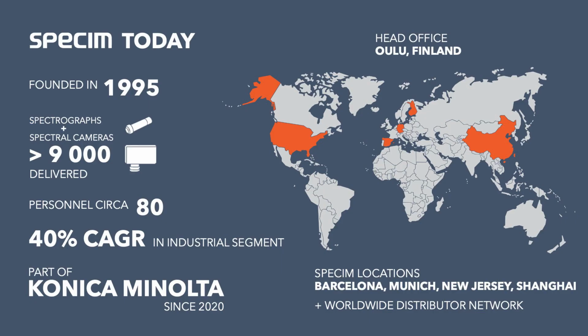Then, about Specim. The company was founded in 1995 and is a spin-off of VTT, the Finnish National Research Center. There were 3 persons working there who decided to found Specim 27 years ago: Esko, Timo, and Jukka. Over those 27 years, Specim has delivered more than 9,000 devices dedicated to the world of hyperspectral imaging. Since 2020, we are part of the Konica Minolta group, the big family, and we have also expanded all around the world.